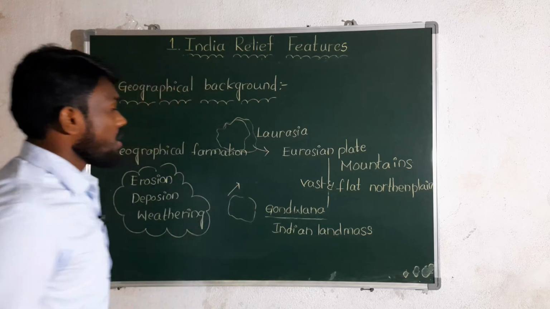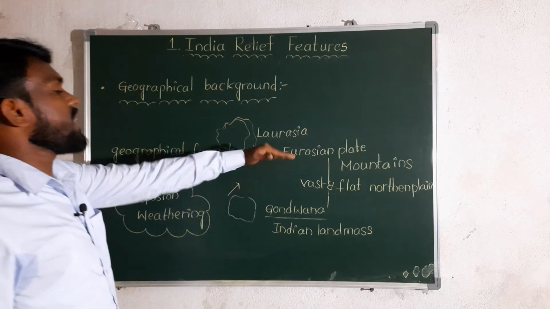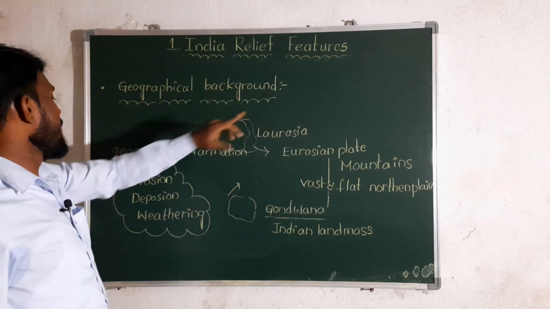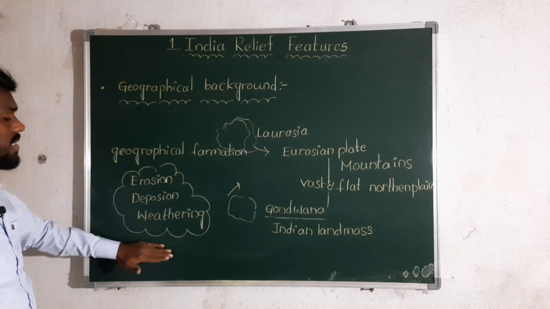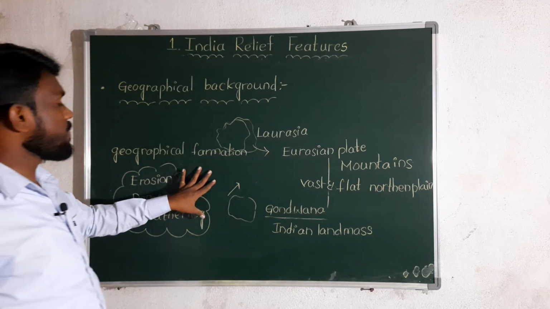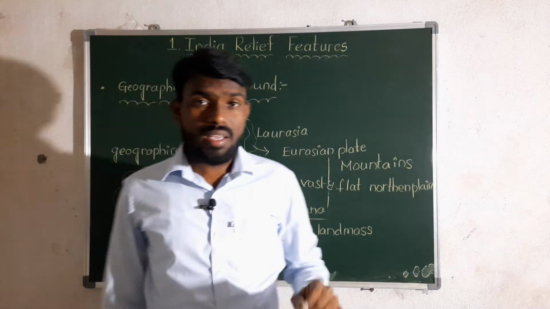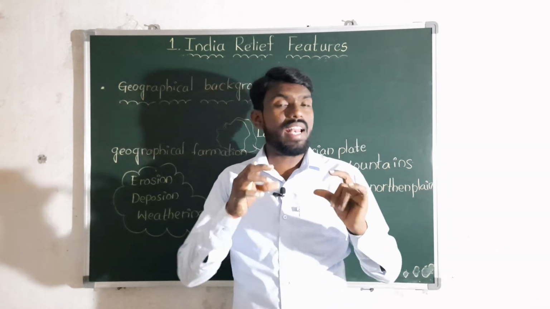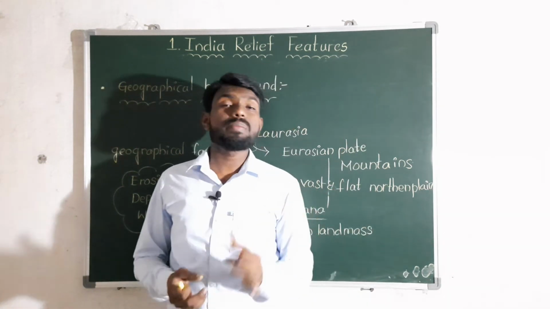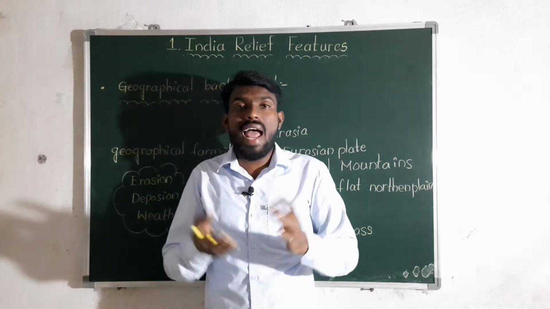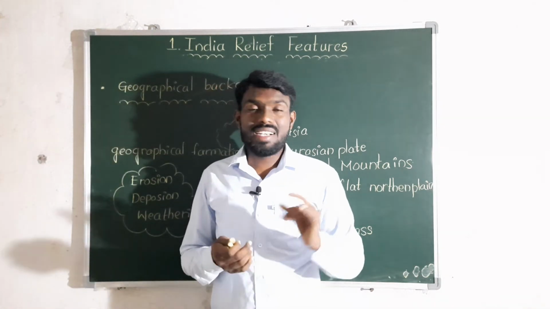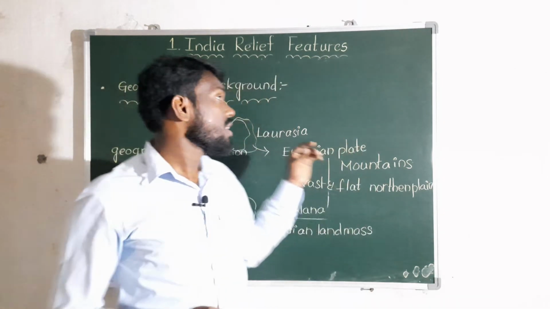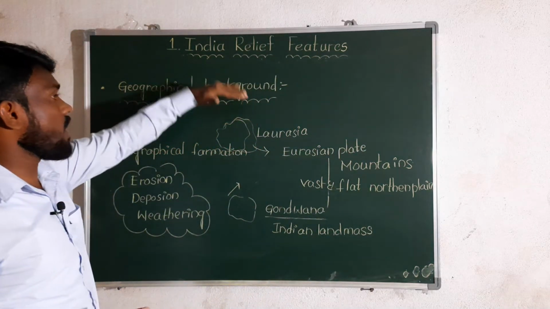Okay children, so this is about the geographical background of India. These are some processes which helped in the formation of the landmass. I often use the word landmass. A landmass means a continuous area of land. So this is the geographical background of our India.